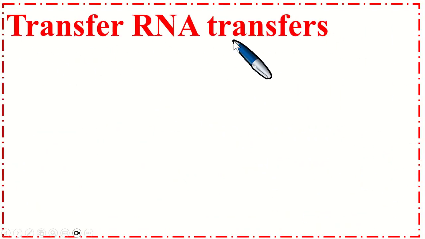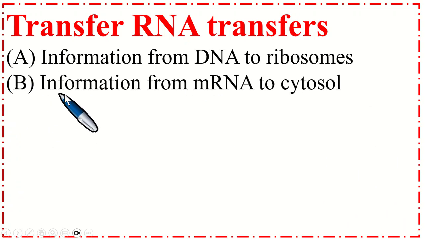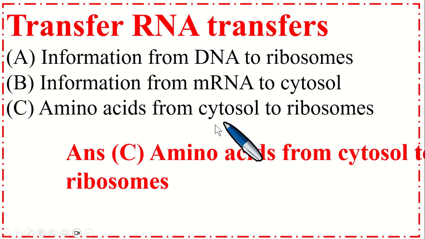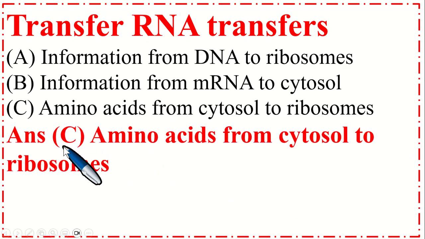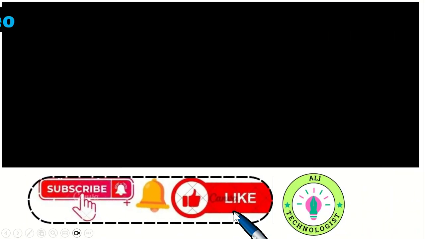Transfer RNA transfers option A, information from DNA to ribosomes, B, information from mRNA to cytosol, option C, amino acids from cytosol to ribosomes. So the correct option is C, amino acids from cytosol to ribosomes. Transfer RNA delivers amino acids during translation.